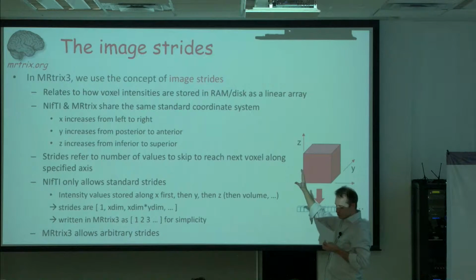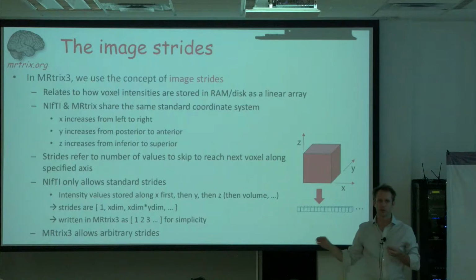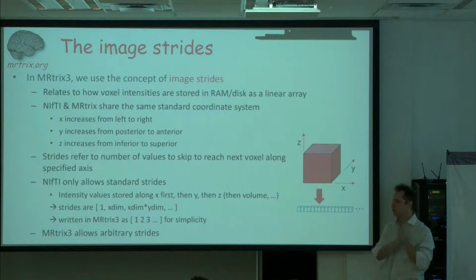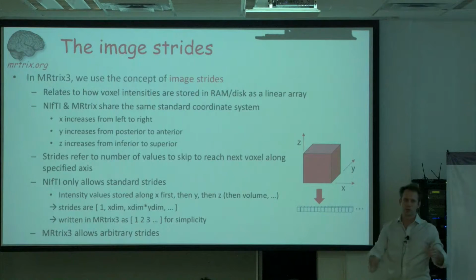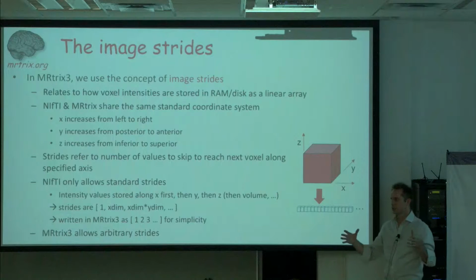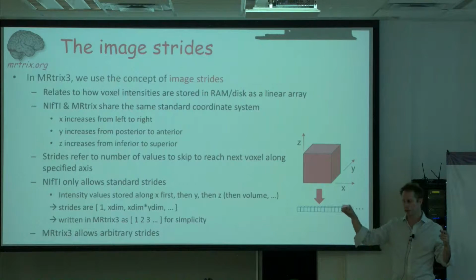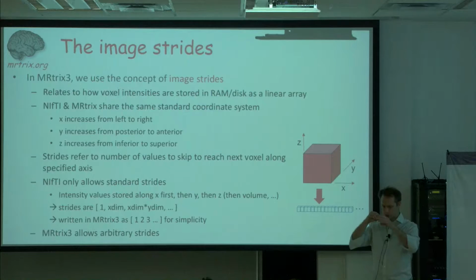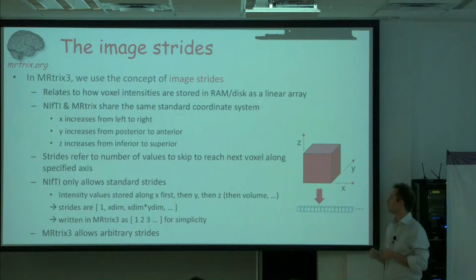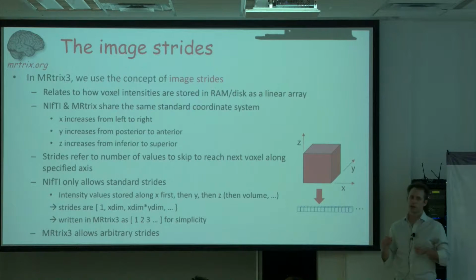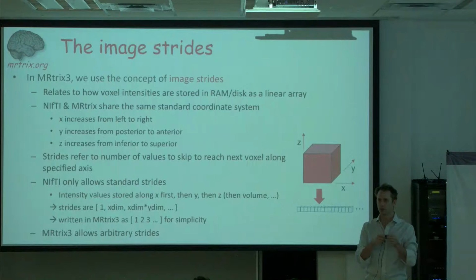In MRtrix 3, I've started using the word strides to refer to how the data are stored on file. The problem is on file you have one big long array of bytes. It's a linear array, and yet you're talking about a 3D, 4D, maybe 5D image. So you have to have some way of mapping a given voxel in 3, 4, 5D space to a given location on your linear array of bytes. And the way we do this is we talk about strides. And the strides is basically telling you how many voxels do I have to skip, or how many intensity values do I have to skip to go 1 voxel to the left, for example.